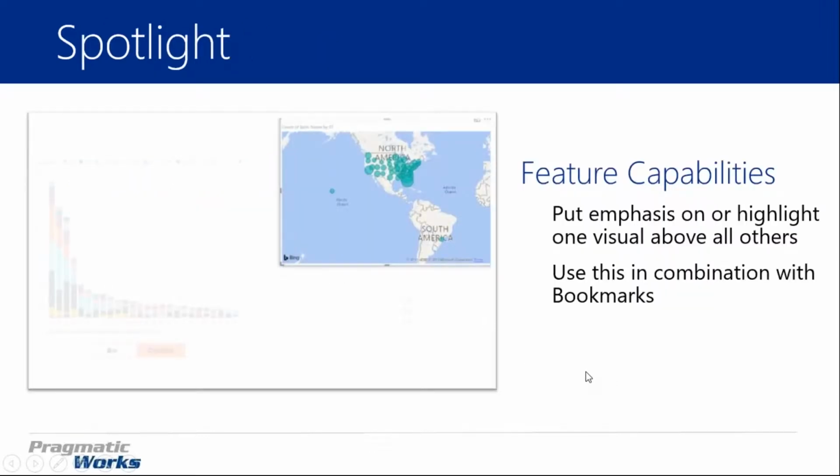The last feature here that we'll talk about before we do our demo, though, is Spotlight. Now, Spotlight, as you can tell from the image on the left-hand side, puts an emphasis on, or highlights, a certain visual above all the others. What you're seeing on this report is, if you were to look at the entirety of the report, I have a column chart here on the left-hand side. I have an image down here on the bottom. I have a slicer down here. All these are kind of difficult to see right now because the spotlight has been put on the map.